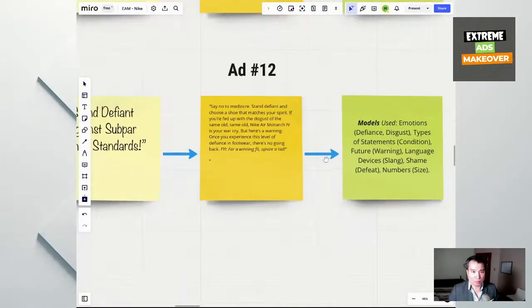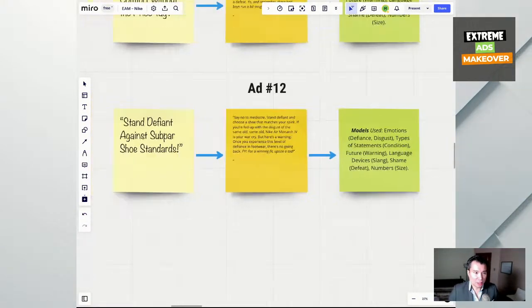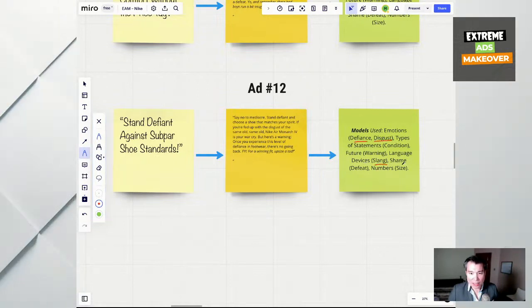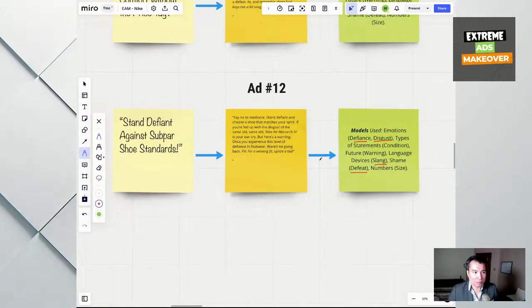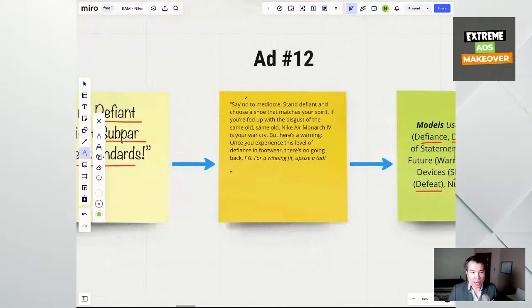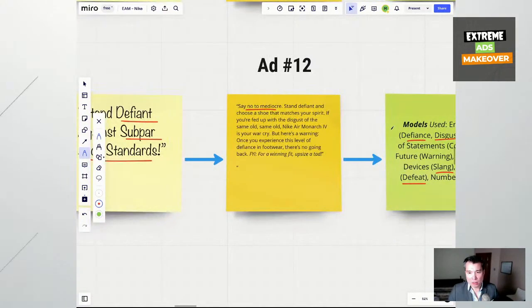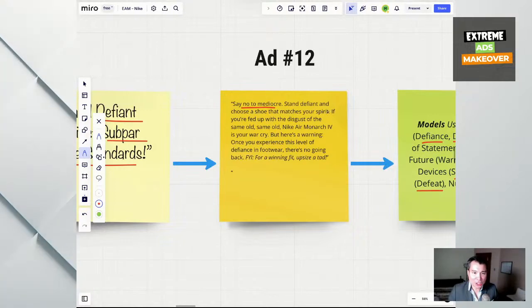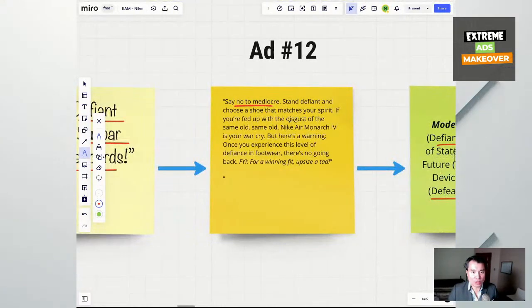Okay, let's start with ad number 12, because I think I like it. It's about the emotion of defiance, disgust, right? And the language of slang, shame of defeat. See what happened. "Stand defiant against subpar shoe standards and say no to mediocre. Stand defiant and choose a shoe that matches your spirit. If you are fed up with the same old, same old is your war cry."